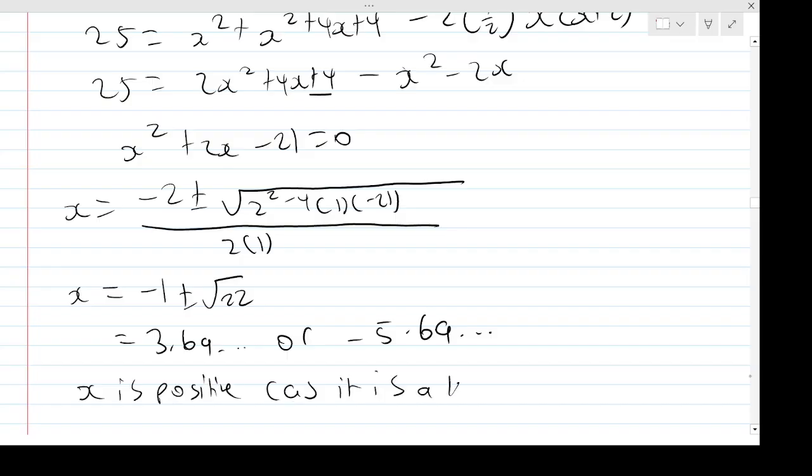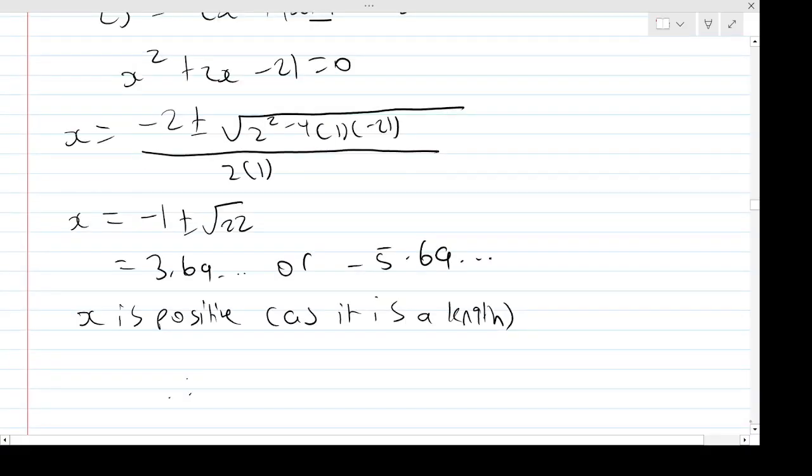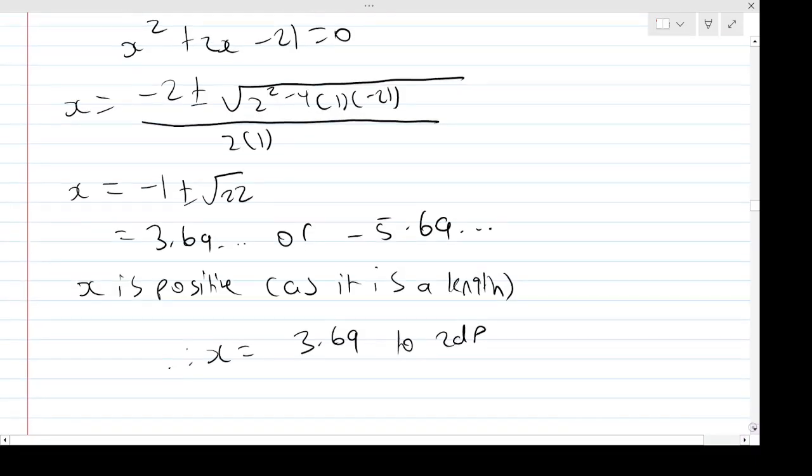Therefore, x is going to be 3.69 to 2 decimal places. If you were a bit unsure, I'll just give it in exact form. So I could say just minus 1 plus root 22 in exact form.